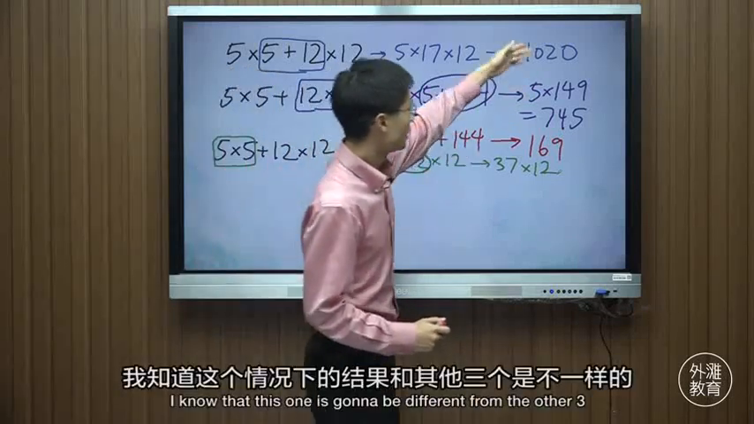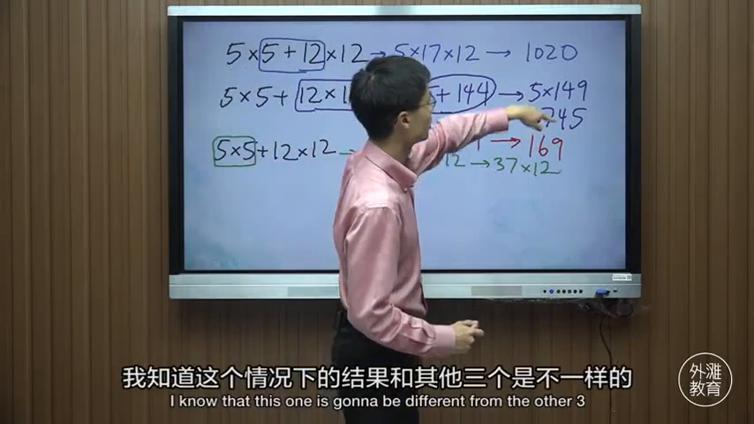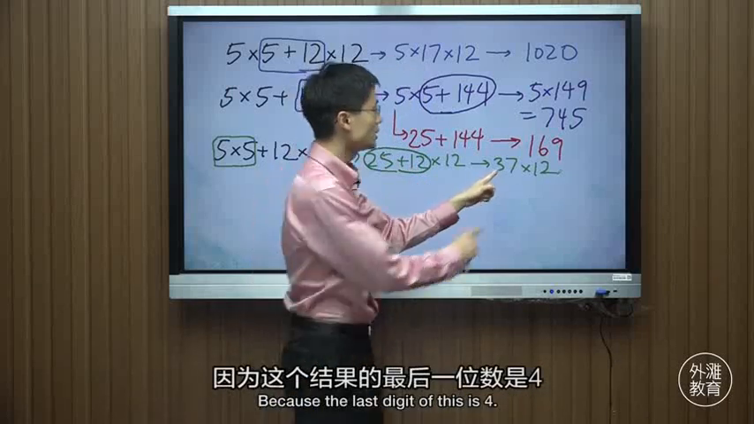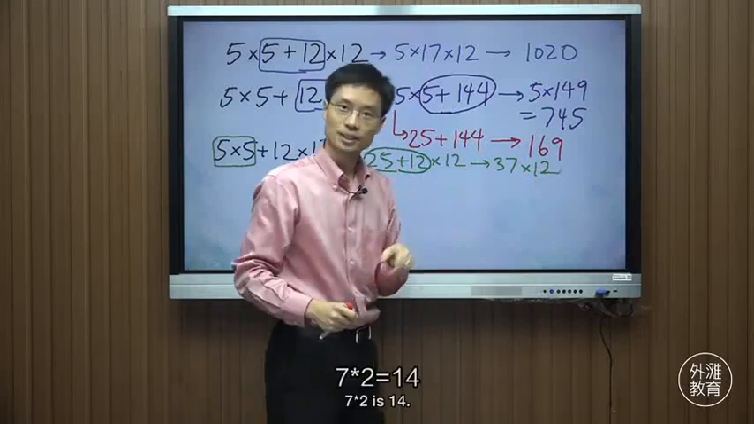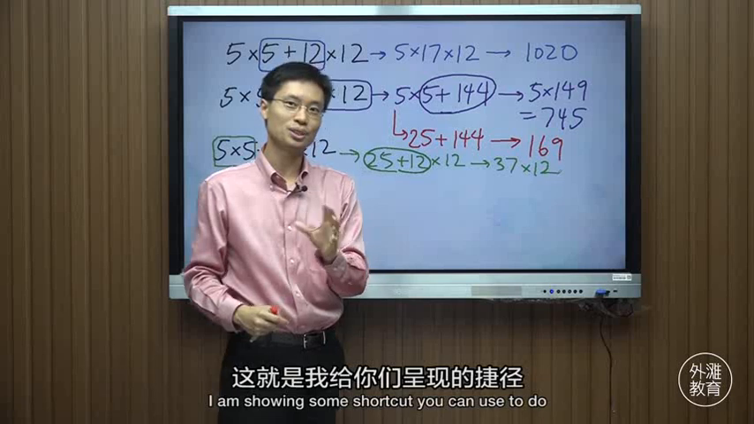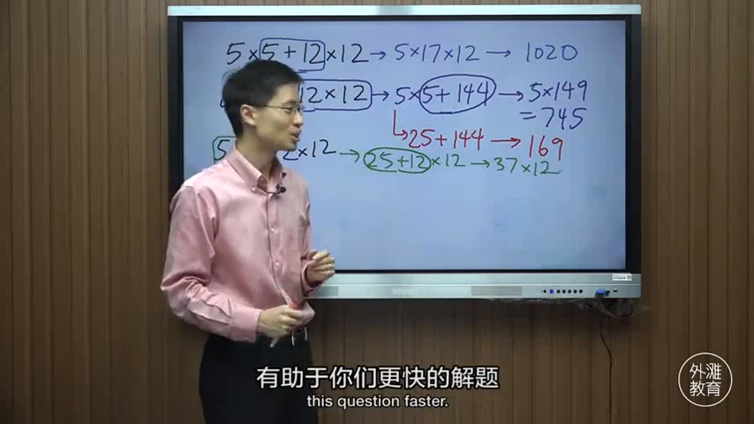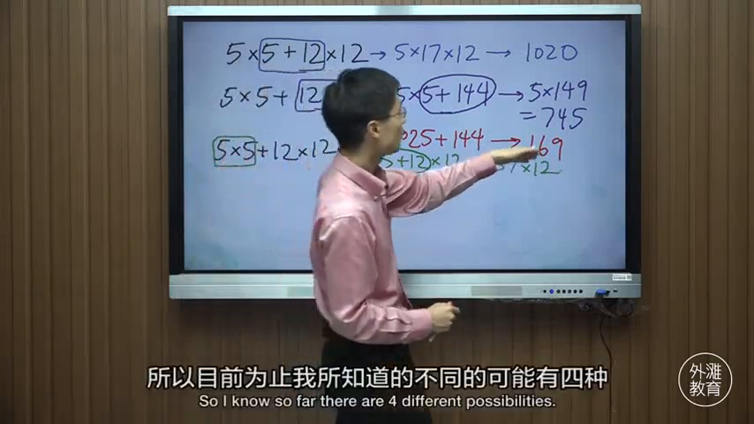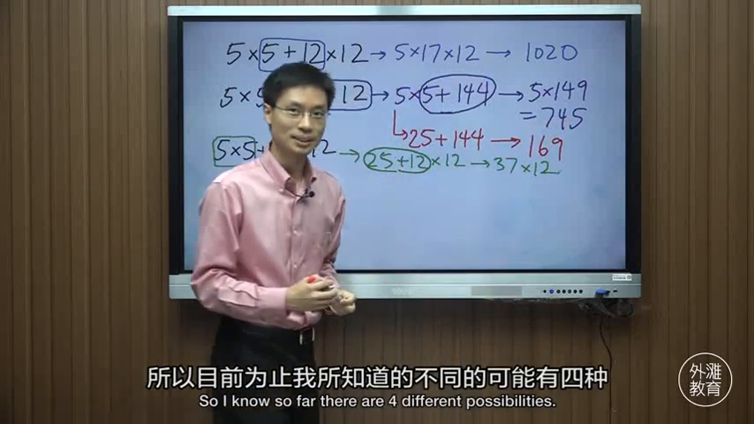Here I'm just looking, and I know that this is going to be different from those other 3 because the last digit of this is 4. 7 times 2 is 14. I'm starting to show you some shortcuts that you can use to do these questions faster. So now I know so far I have 4 different possibilities.